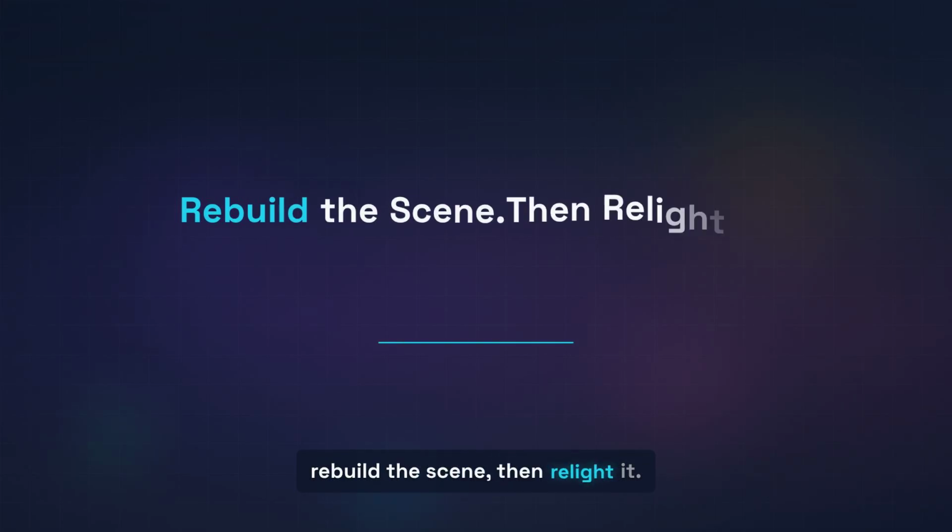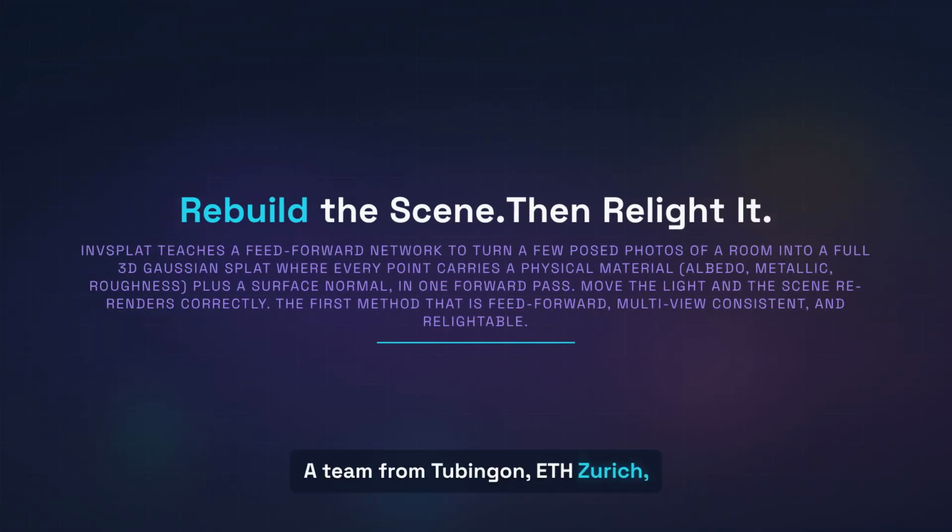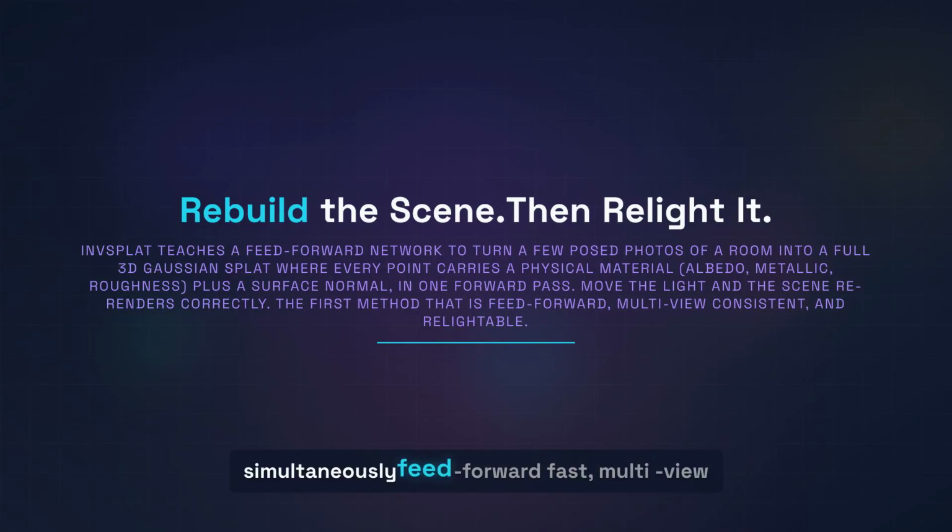Rebuild the scene, then relight it. A team from Tübingen, ETH Zurich, and Google teach a feed-forward network to look at a few posed photos of a room and, in a single forward pass, predict a full three-dimensional Gaussian splat of that scene, where every point carries not just color but a physical material, albedo, metallic, roughness, plus a surface normal. Move the light and the scene re-renders correctly. It is the first method that is simultaneously feed-forward fast, multi-view consistent, and relightable.